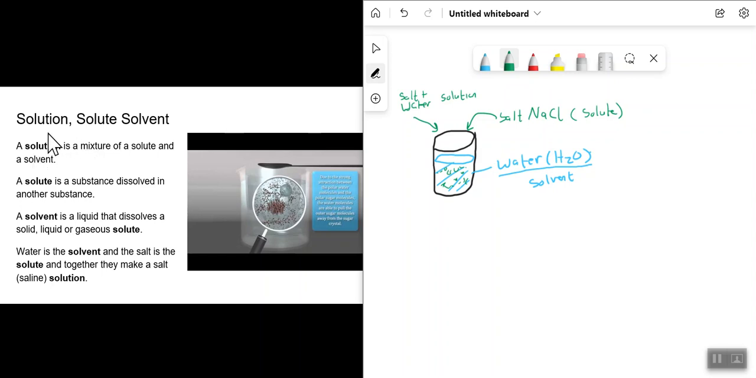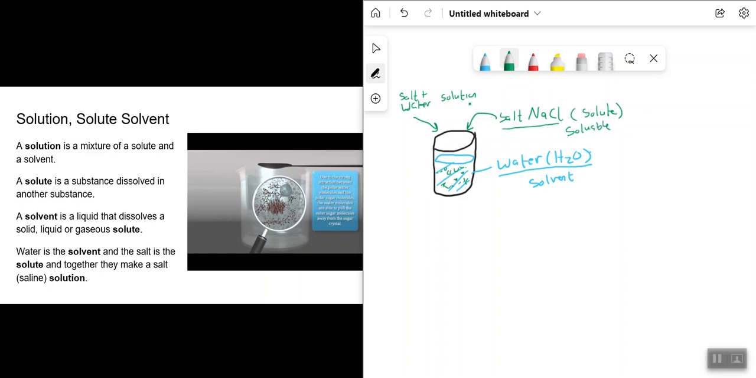So a solution is going to have a solute, and it's also going to have a solvent. A solvent is the liquid that dissolves the solute, which can be a solid, liquid or gas. So water is the solvent, and the salt is the solute, and together they make a salt or saline solution. We can dissolve salt in water, or another way to think about it is that salt is soluble in water. In other words, when I put it in here, it'll mix in with the water and go into the water. So we can say that it's soluble.